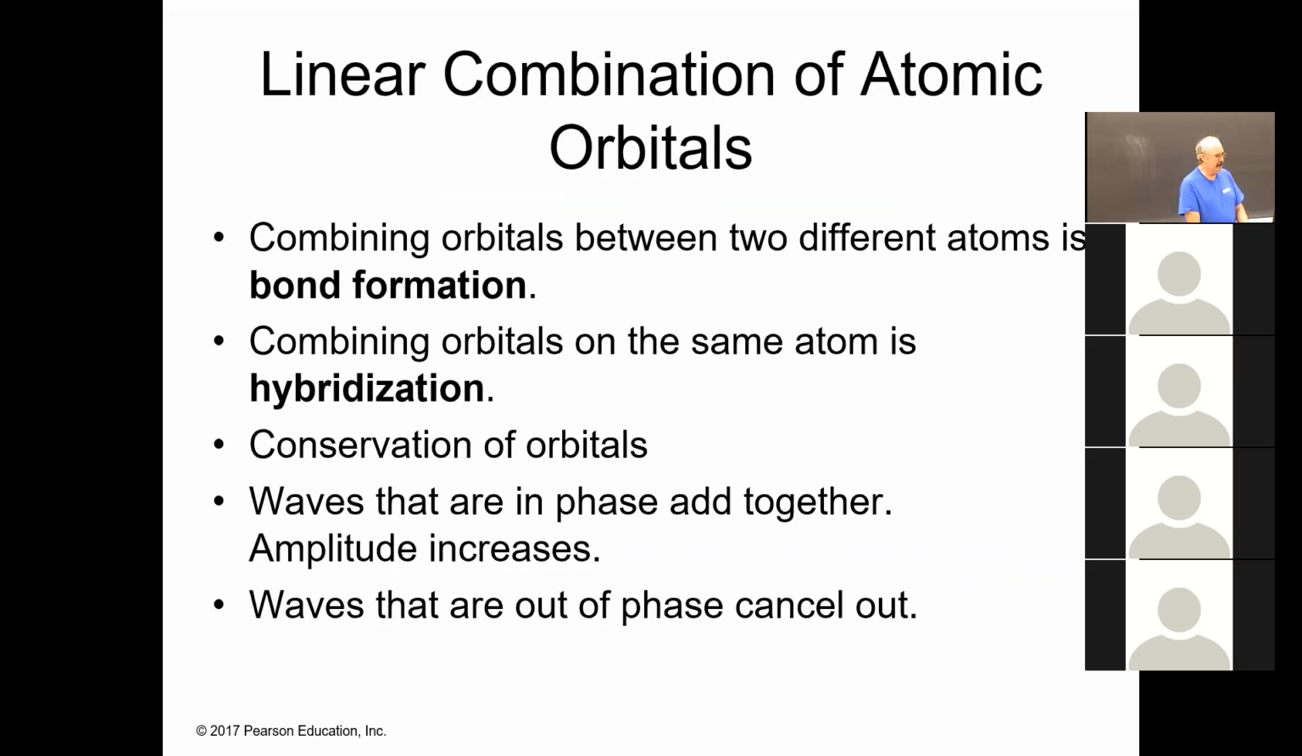When we combine, for example, s and p orbitals, we obtain hybridized atomic orbitals. These are conserved. That means that however many orbital wave functions we mix, we get that many hybrids. For example, for sp3, we mix an s orbital with 3 of the p orbitals. So that means we're going to have 4 sp3 hybrids.